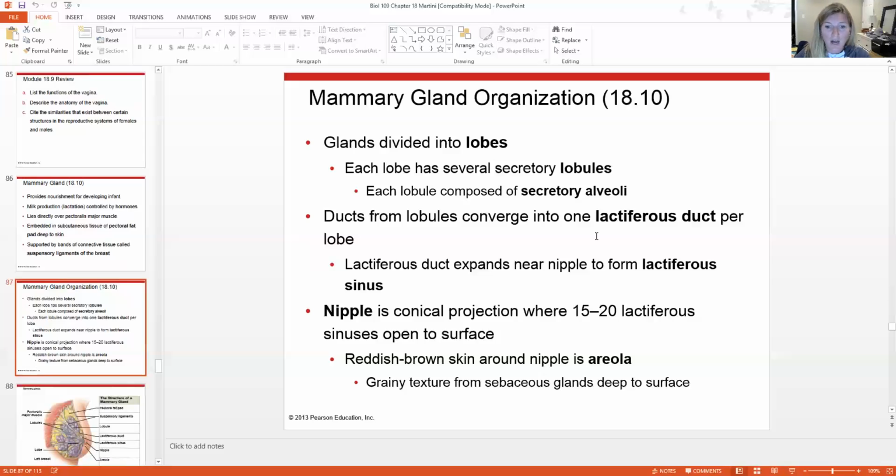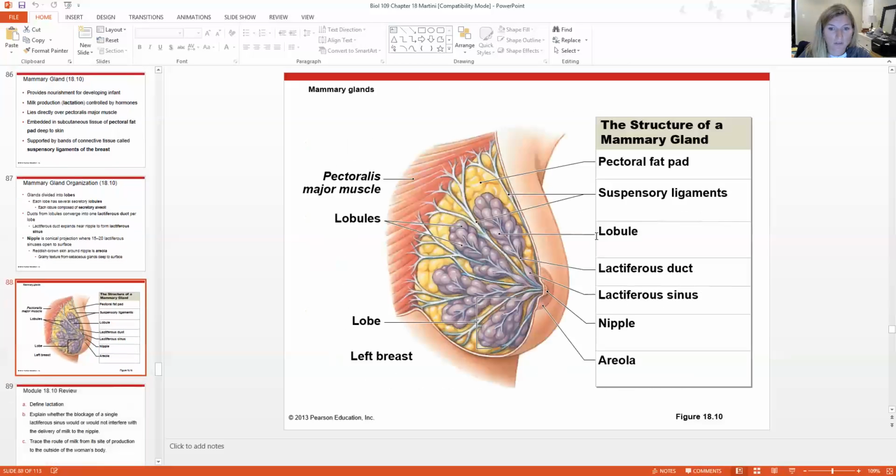Kind of crazy. The reddish-brown skin around the nipple is called the areola. It has a grainy texture because it has sebaceous glands, which have antibacterial properties, deep to the surface. Here you see what I mean. The suspensory ligaments are holding everything in place. These are the ones that get stretched out.